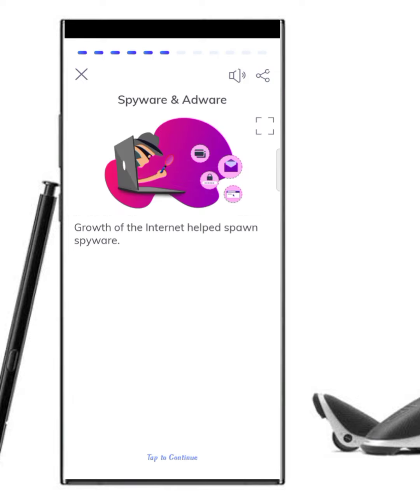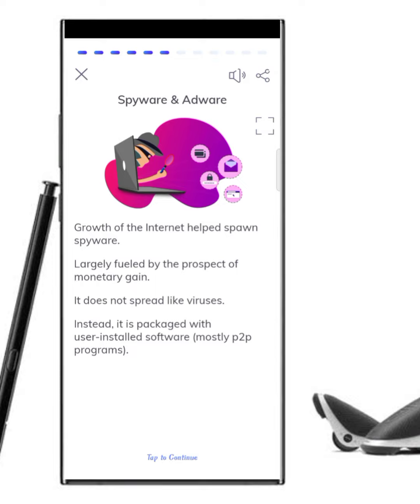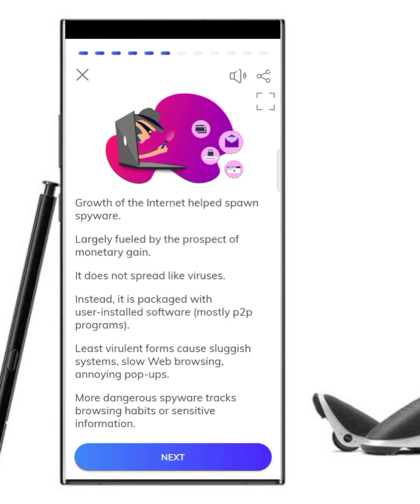Growth of the internet helped spawn spyware, largely fueled by the prospect of monetary gain. It does not spread like viruses. Instead, it is packaged with user-installed software, mostly peer-to-peer programs. The least virulent forms cause sluggish systems, slow web browsing, and annoying pop-ups. More dangerous spyware tracks browsing habits or sensitive information.